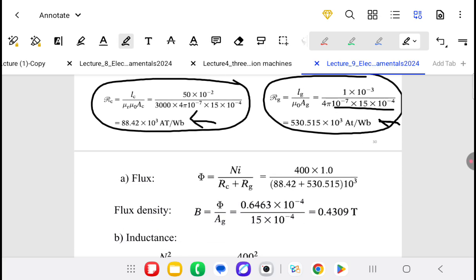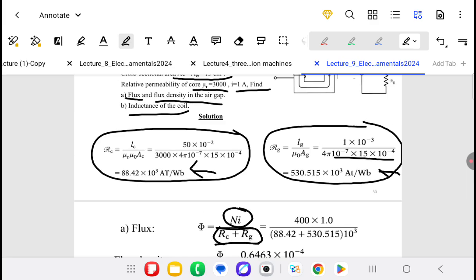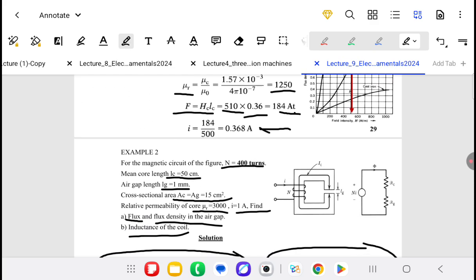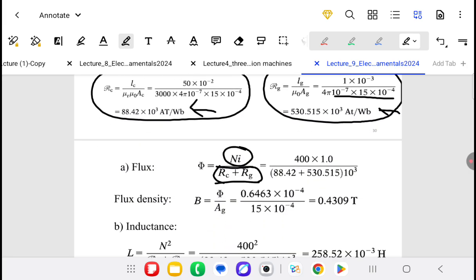Now we will add the two reluctances to get our total, R core plus R air gap. We need to get the flux. The flux will be equal to the magnetomotive force Ni divided by the total reluctance of the circuit. We have 400 turns, and the current equals 1 ampere, divided by the addition of the two reluctances. Then we get the flux of the core.